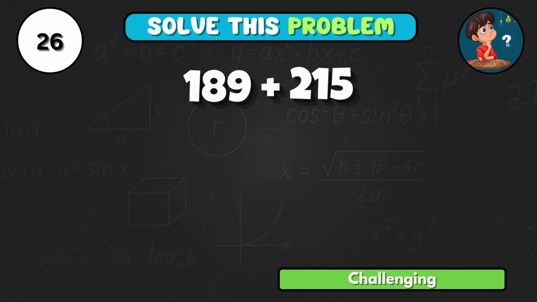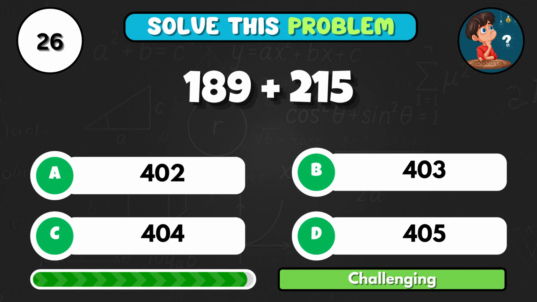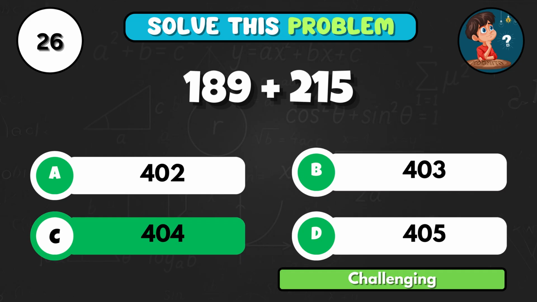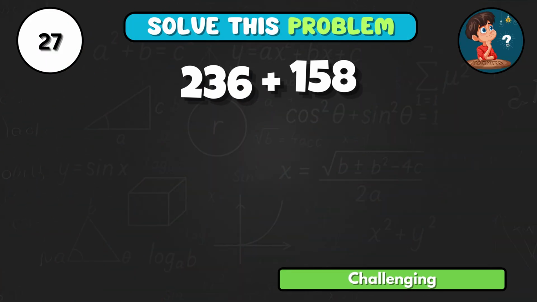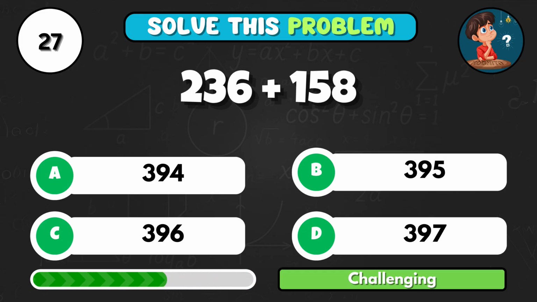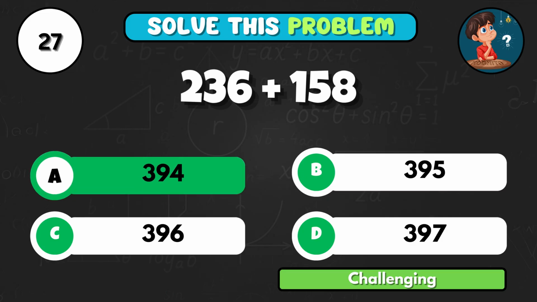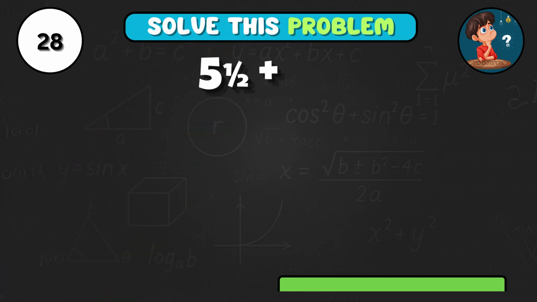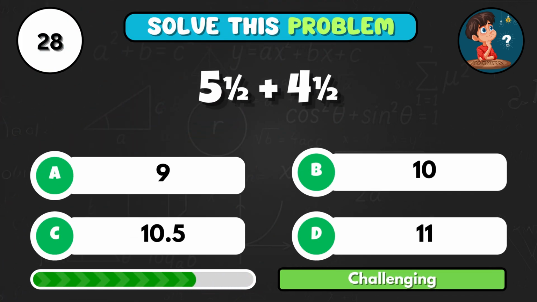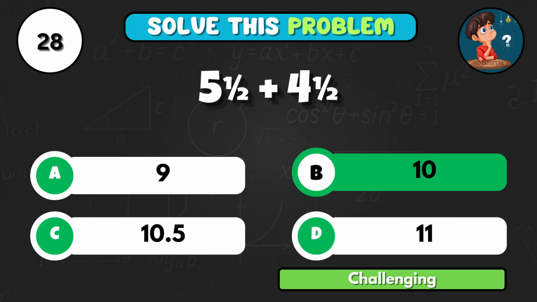Add 189 and 215. The answer is C. You get 404. 236 plus 158 equals... Option A is right. The total is 394. 5.5 with 4.5 comes to... Option B is correct. That makes 10.